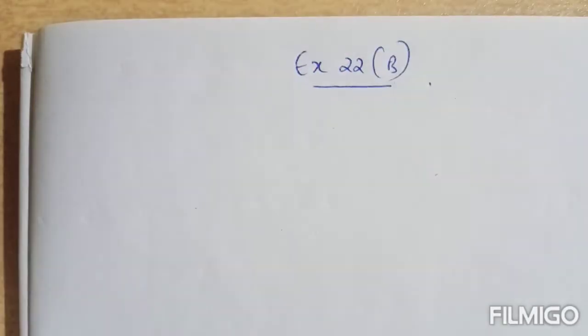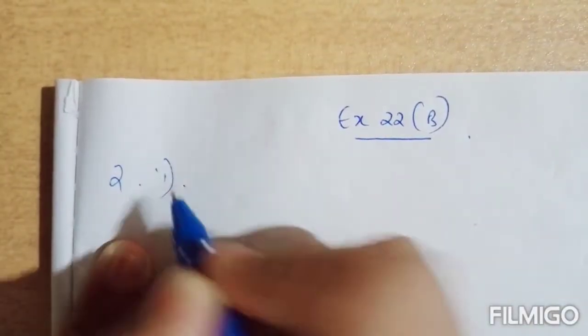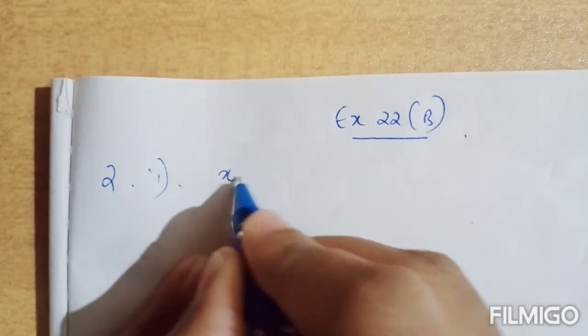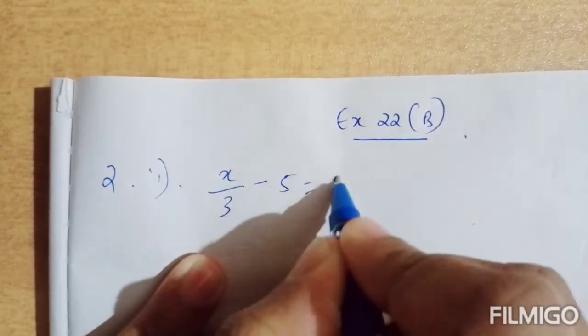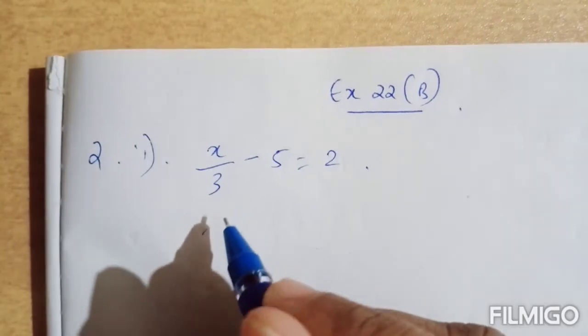So we have been discussing chapter 22, simple equations, in that exercise 22B. Okay, next, second question: solve, in that first one, x by 3 minus 5 equal to 2. You have to solve this linear equation.